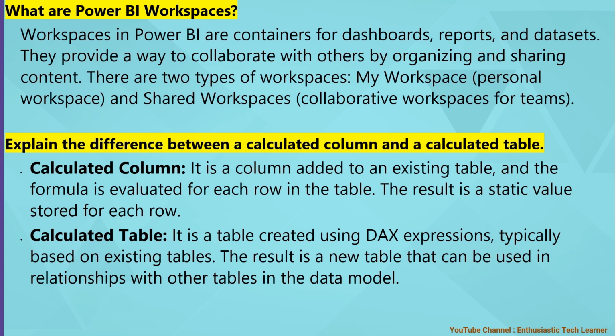Explain the difference between a calculated column and a calculated table. Calculated column: it is a column added to an existing table, and the formula is evaluated for each row in the table. The result is a static value stored for each row. Calculated table: it is a table created using DAX expressions, typically based on existing tables. The result is a new table that can be used in relationships with other tables in the data model.